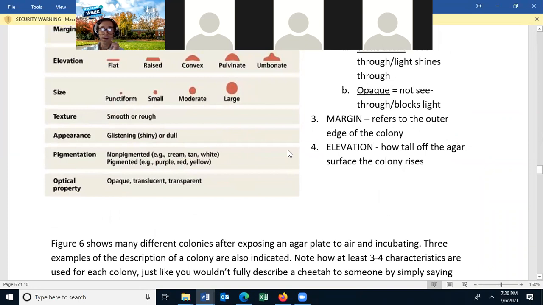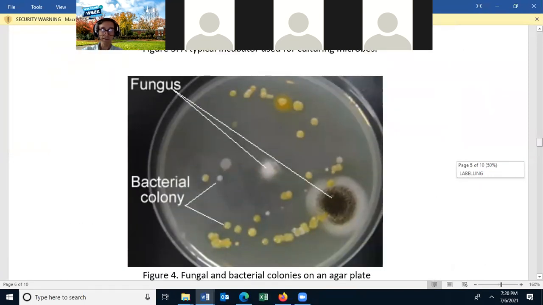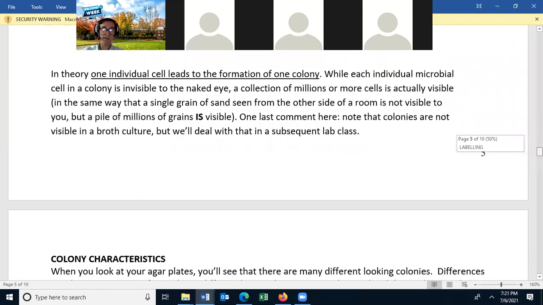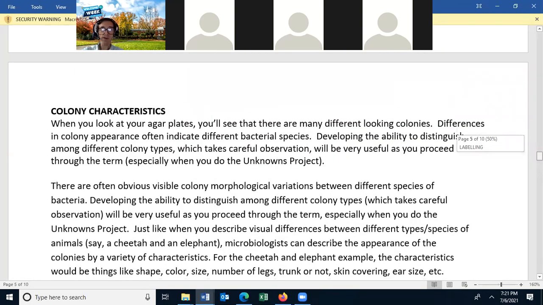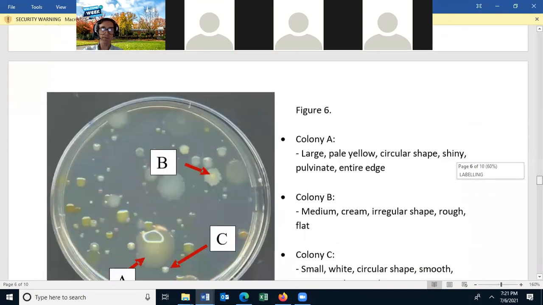Then you can look at the optical properties, and most colonies are opaque. They don't let light through. Some colonies are translucent. You can see through it, but it's not perfectly clear. It's like lightly muddy water you're looking through. And I don't see any translucent colonies in this picture. All of them are opaque. And then there's transparent colonies, and you can see right through a transparent colony. They're very rare, the transparent colonies. I have seen them, but only a few times in my life.